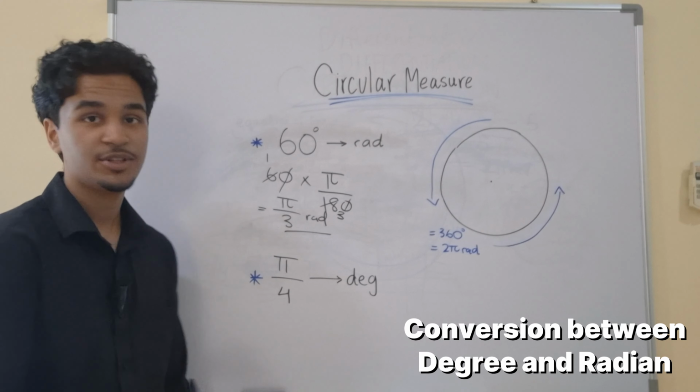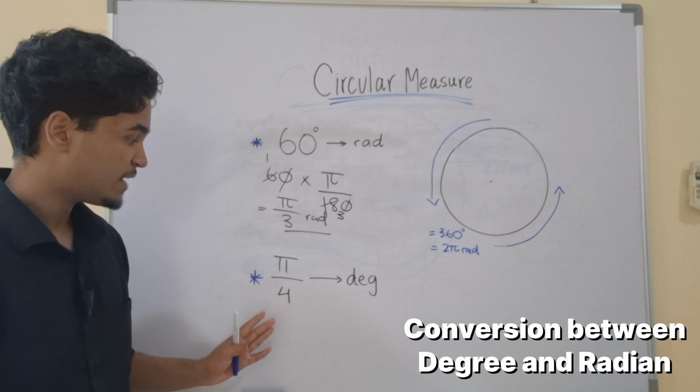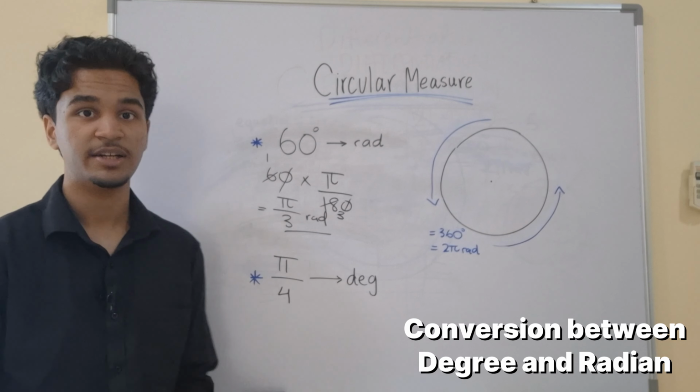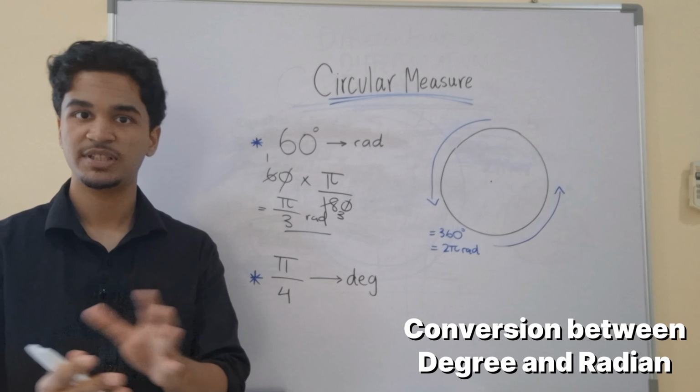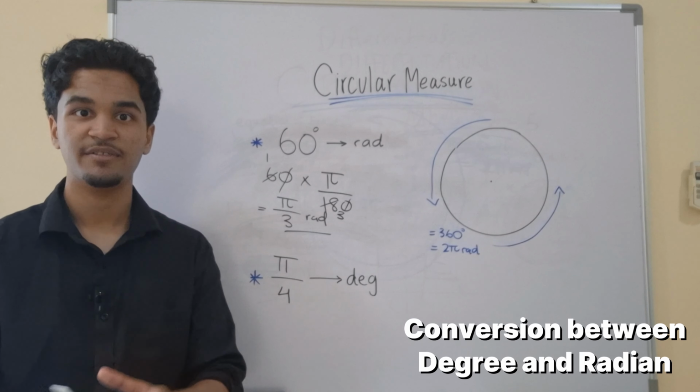Okay, so here's an example you guys can try for yourself. You have to convert pi over 4 to degrees. You can pause the video and give this question a try. Just get a paper and a pencil and give it a shot.